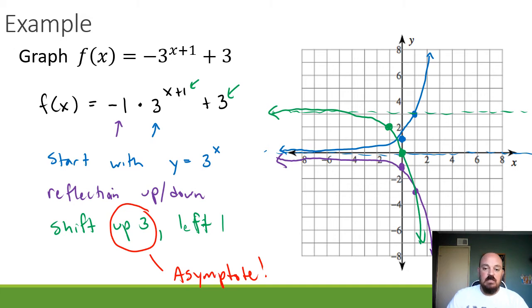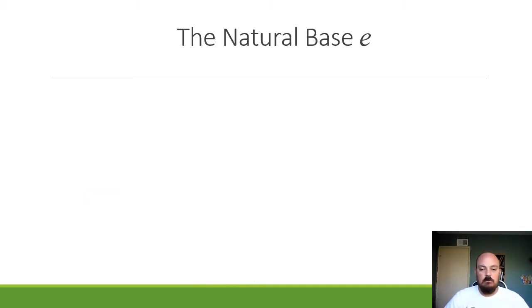All right, we'll do another example in a second, but before we do that, I want to talk about the number e. Because really the most common exponential, the one that you're going to see more than anything else, is e to the x. When I talk about the natural base e, I'm talking about e to the x.